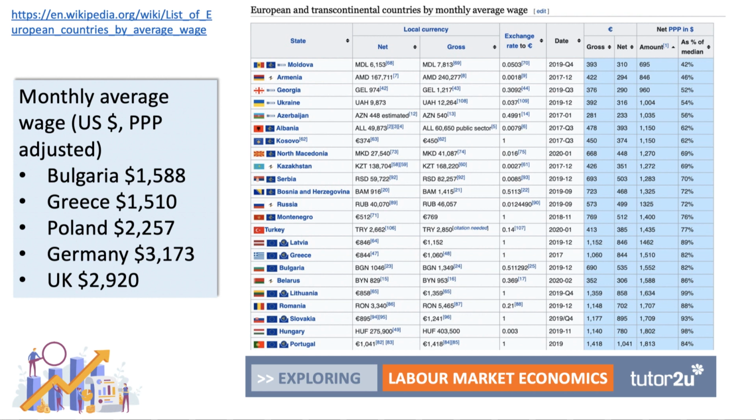Poland has much higher per capita wages than Greece at the moment, just over $2,000 per month. But there's still a big gap, as you can see, between the average wages in Poland and contrasted with Germany, over 3,100, and the UK 2,900. I think this is good evidence to use in an exam question. Significant differences in monthly average wages and employment opportunities can be big pull factors.